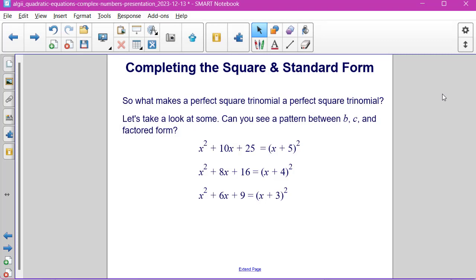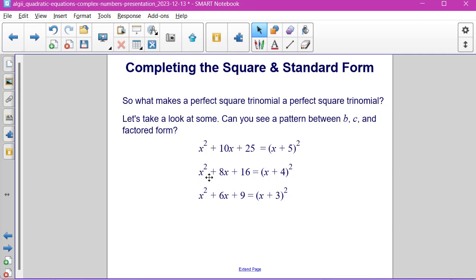So what makes a perfect square trinomial anyway? Well, let's take a look at some, and can you see a pattern between b, c, and the factored form? Here's our first example, x squared plus 10x plus 25. It is equivalent to the quantity x plus 5 raised to the second power, because the factors of 25 that add up to positive 10 are x plus 5 and x plus 5.